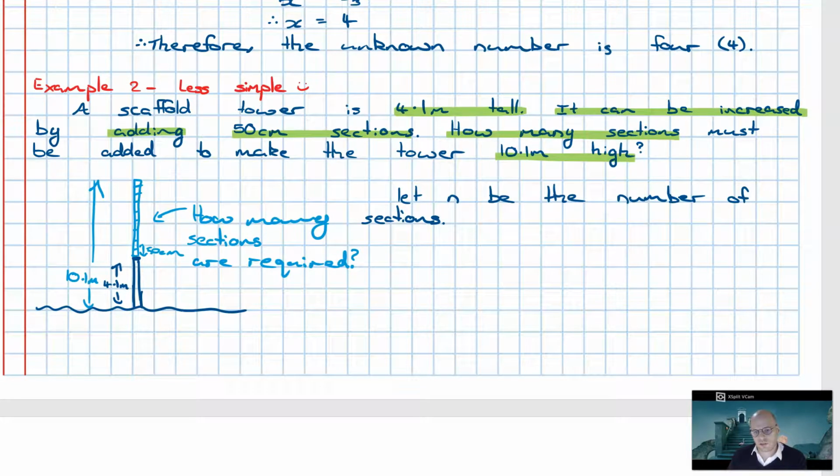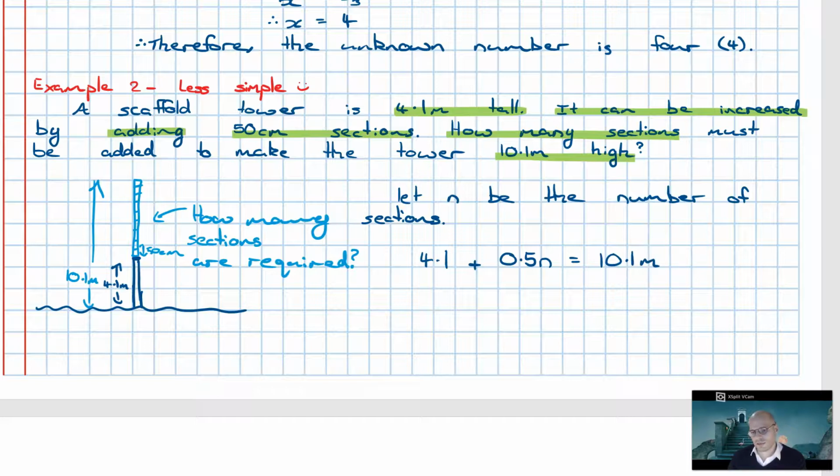Alright, so now we're going to start piecing everything together. A tower is 4.1 meters tall, so 4.1. It can be increased by adding, so plus, 50 centimeter sections. It's centimeters, so it's going to go 0.5. And we're not just going to add 1, but we're going to add n amounts of these 50 centimeter sections. Now, when we add enough of these, the tower is going to grow to a height of 10.1 meters.